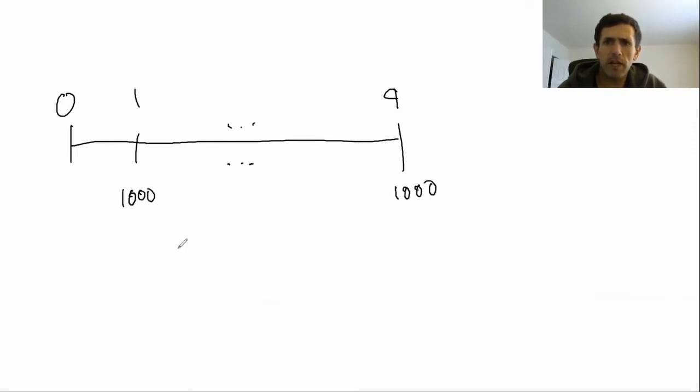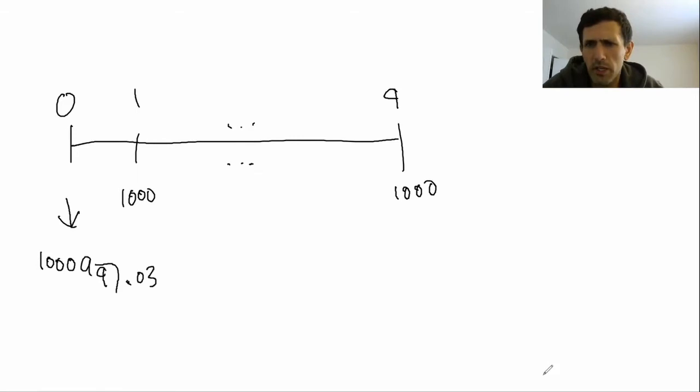Payments are $1,000. So the present value is just 1,000. A 9.03, 3% interest per period. And this is going to be... plop this into the calculator real quick.